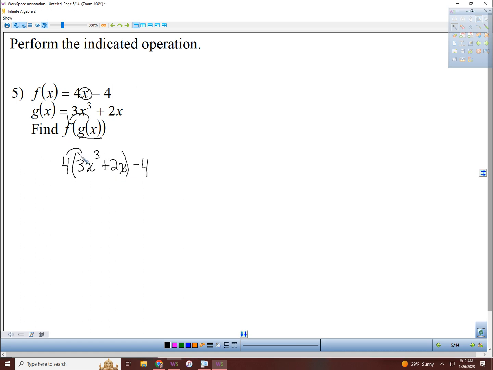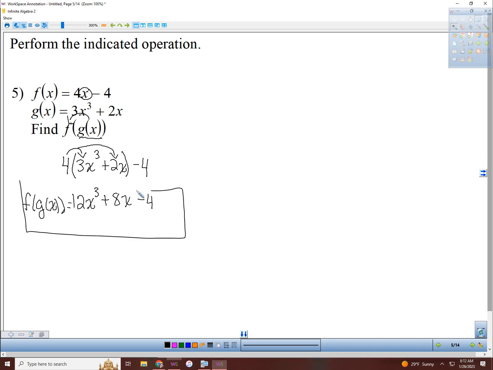So I'm going to distribute this 4. That gives me 12x cubed. And then 4 times 2x is 8x. And then behind that I have a minus 4. Now I have no like terms, and this is already in order. So I'm just going to put my notation in front. And that gives me my answer.